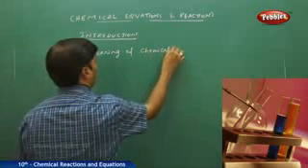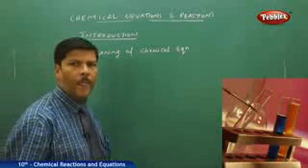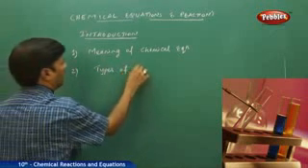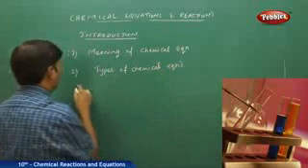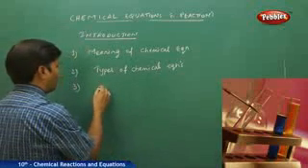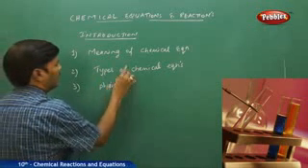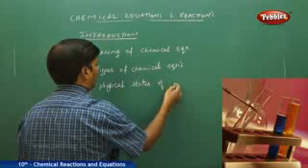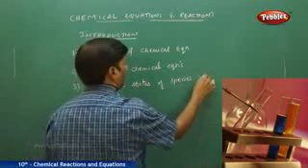a chemical equation, meaning of a chemical equation, then types of chemical equations, then the chemical changes, physical states of species in a chemical equation.